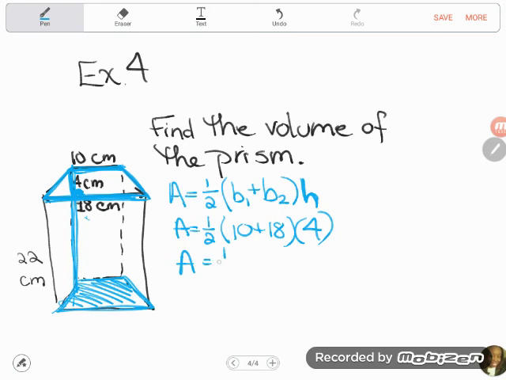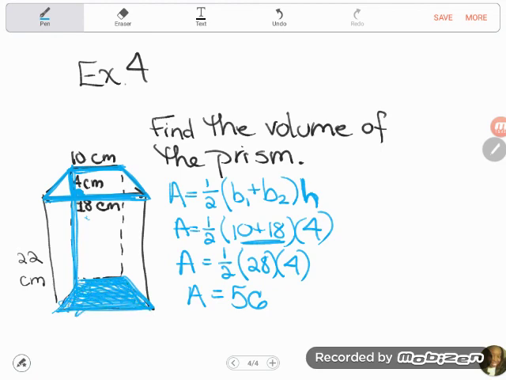Okay, so I have 1/2, and I'm going to follow the order of operations and start inside a grouping of 28 times 4. Half of 28 is 14. Oh, I think I ran out of cool. I should be able to do 14 times 4 in my head, but since I keep screwing up today, I want to not mess up for you on camera. So I get that the area of this little shape here is going to be 56 square centimeters. But I don't want the area, I want the volume.